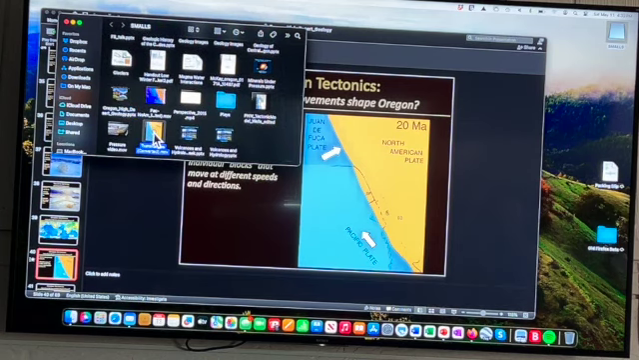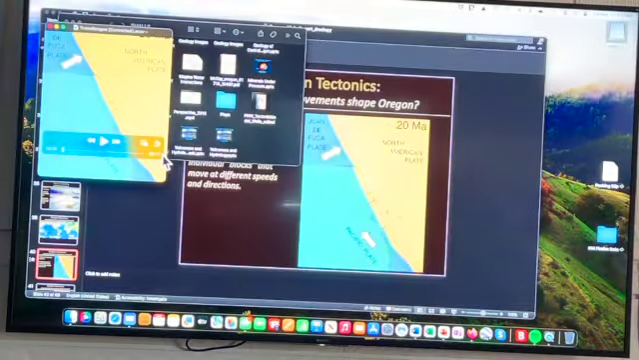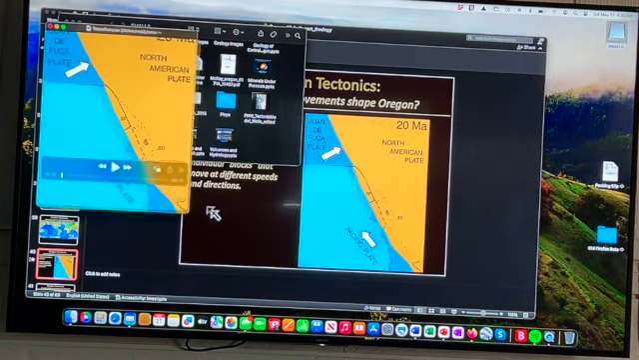This one. Hopefully it plays on your computer. It might need to be adjusted. It looks like it's gonna.